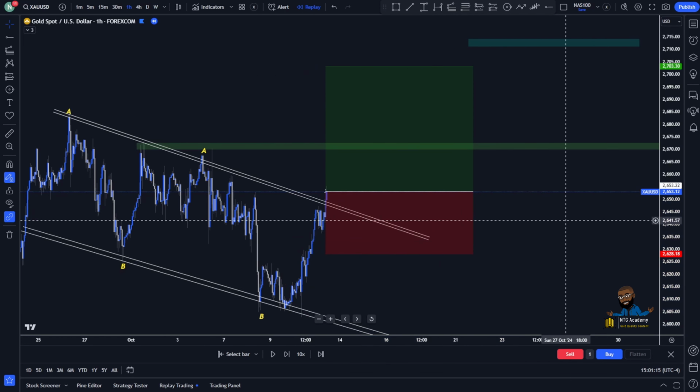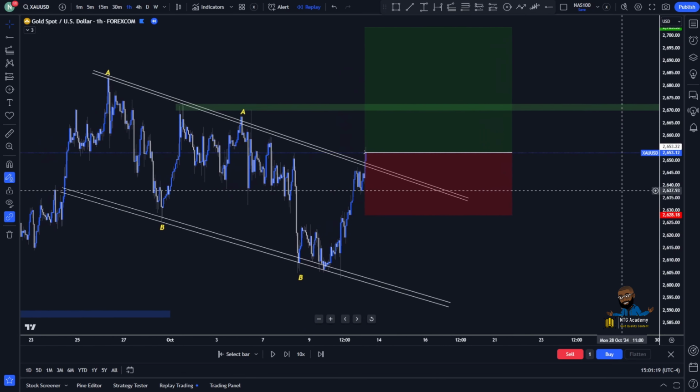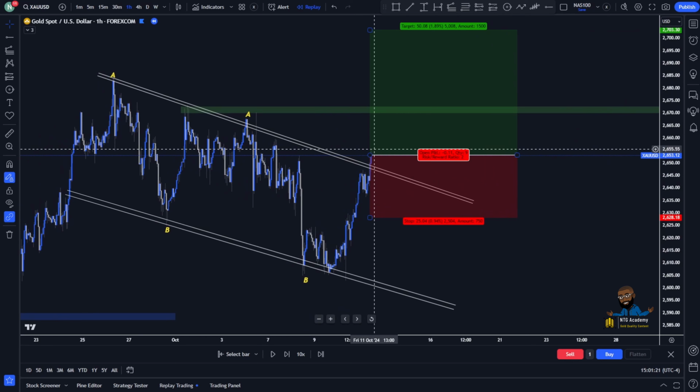So now the easy part is done. For me, this is the easiest part of trading. The hardest part is what comes after the trade.